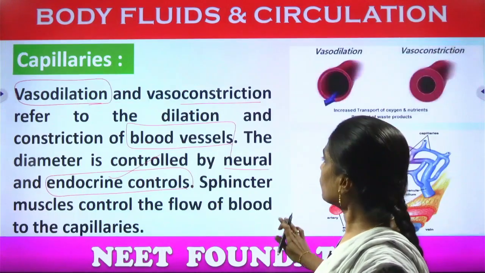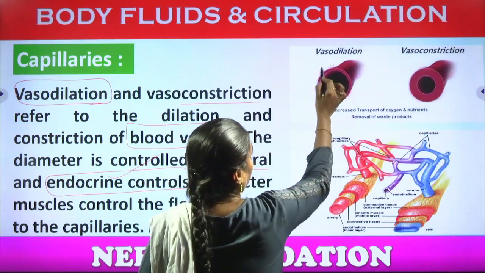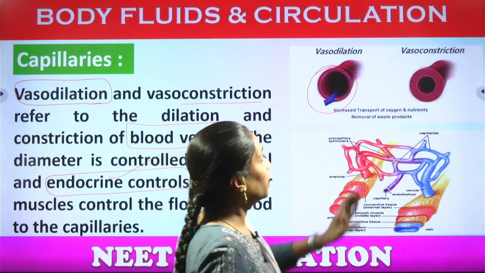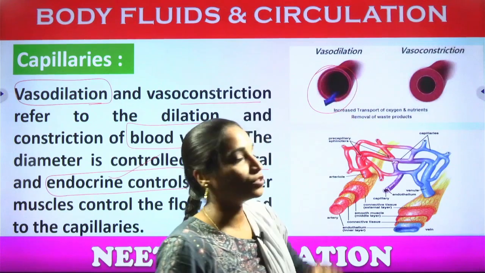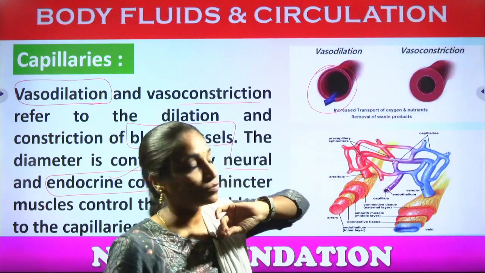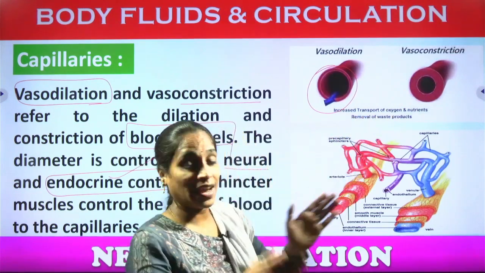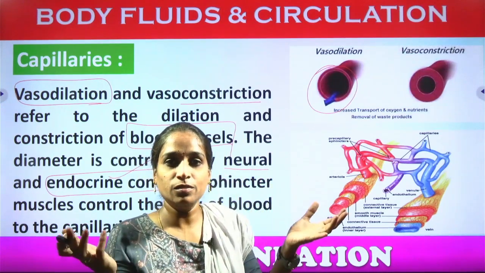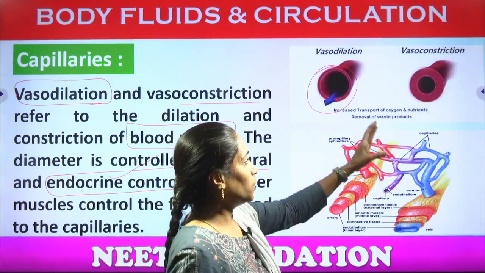Okay, and let us see in the picture. Vasodilation: the diameter of the vessel is increased, right? And vasoconstriction: see the diameter at this position and this position. Here it is increased and here it has decreased. So dilation increases the transport of oxygen and nutrients and the removal of the waste products. Why do they dilate? They transport the nutritive substances and send the waste products.